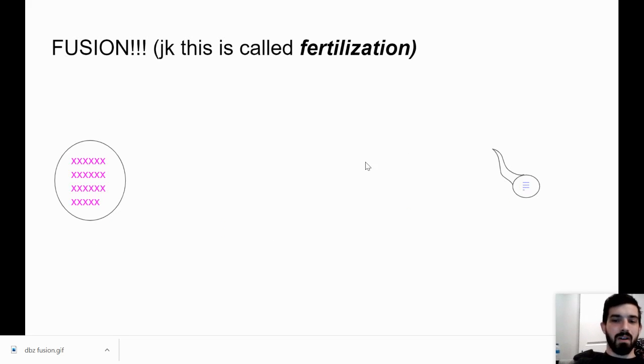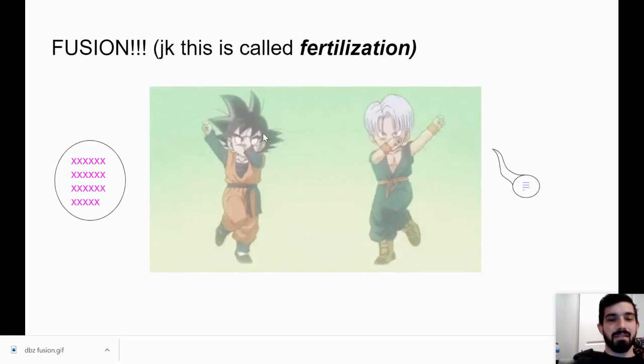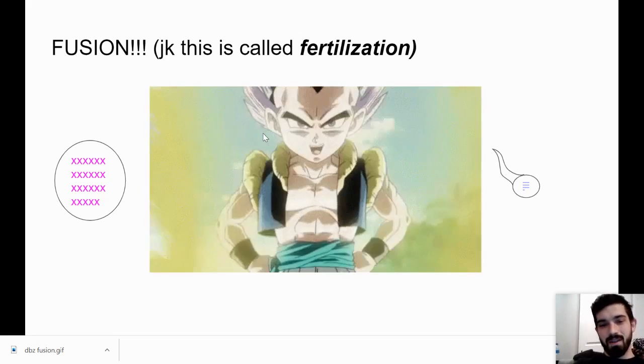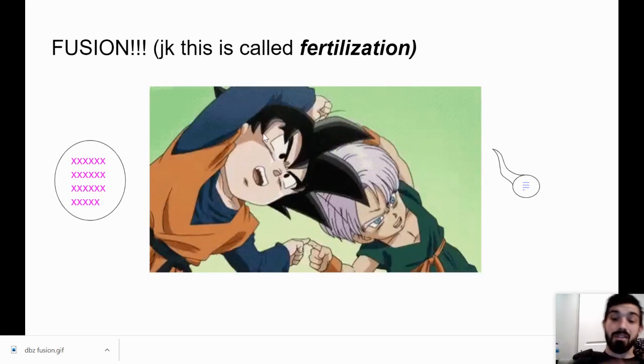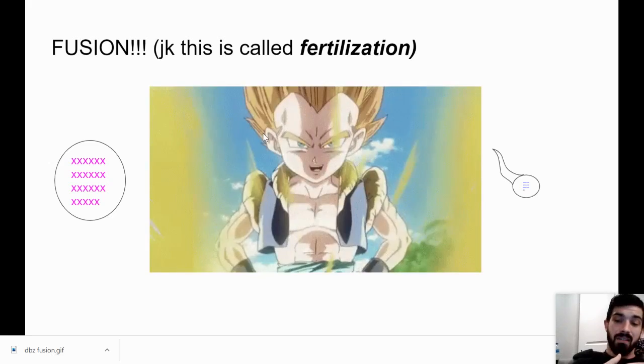All right, moving on. So, look, we got our egg cell from a female human with 23 chromosomes, which happen to be pink, and a sperm cell, you can't see them, with 23 blue chromosomes here, and they're going to fuse together. That's actually called fertilization.